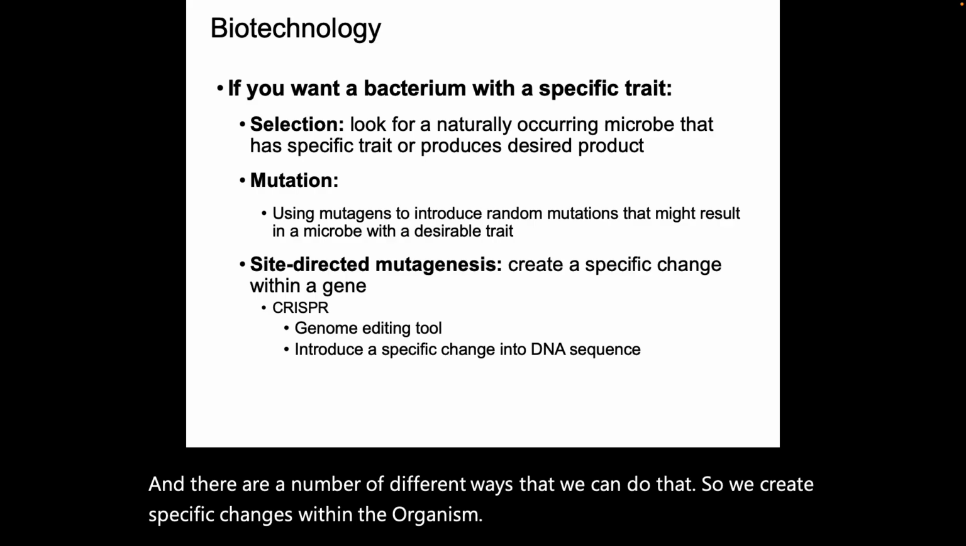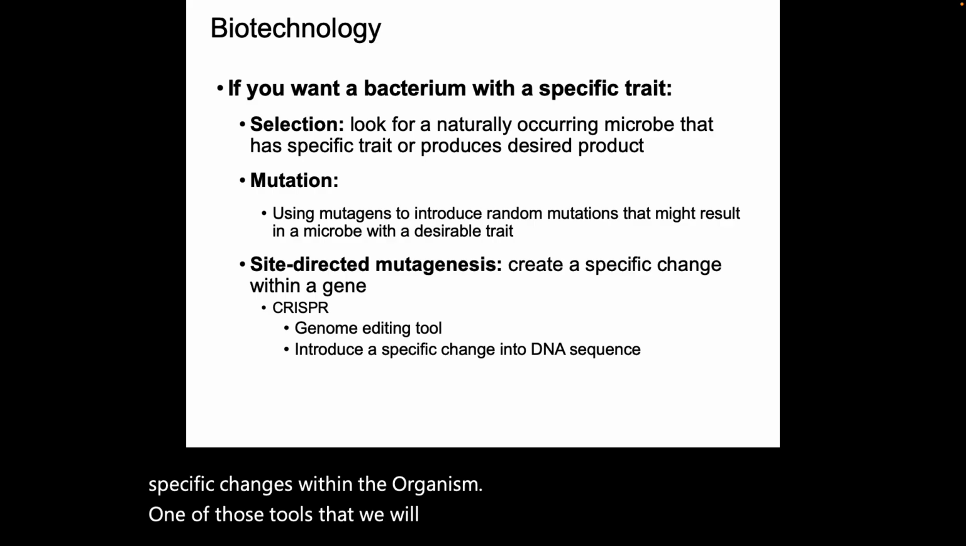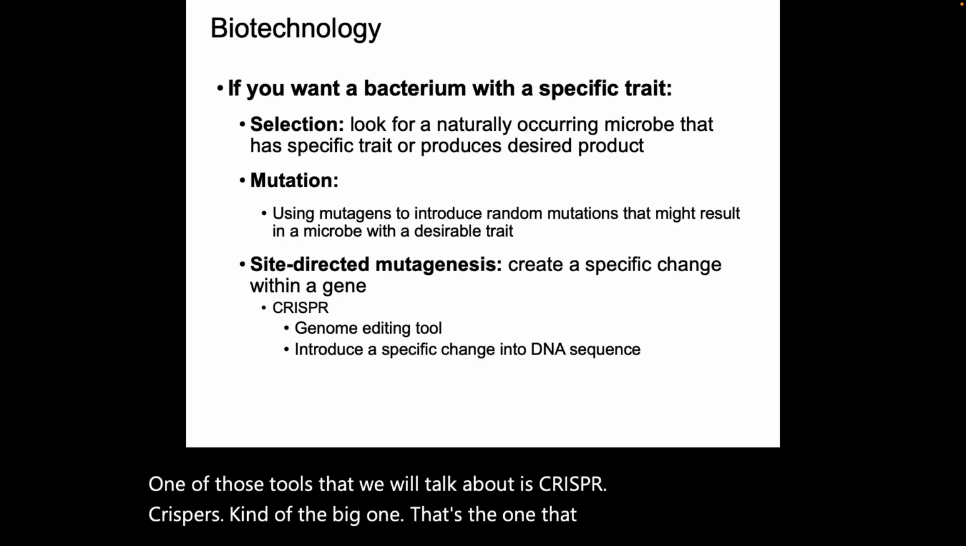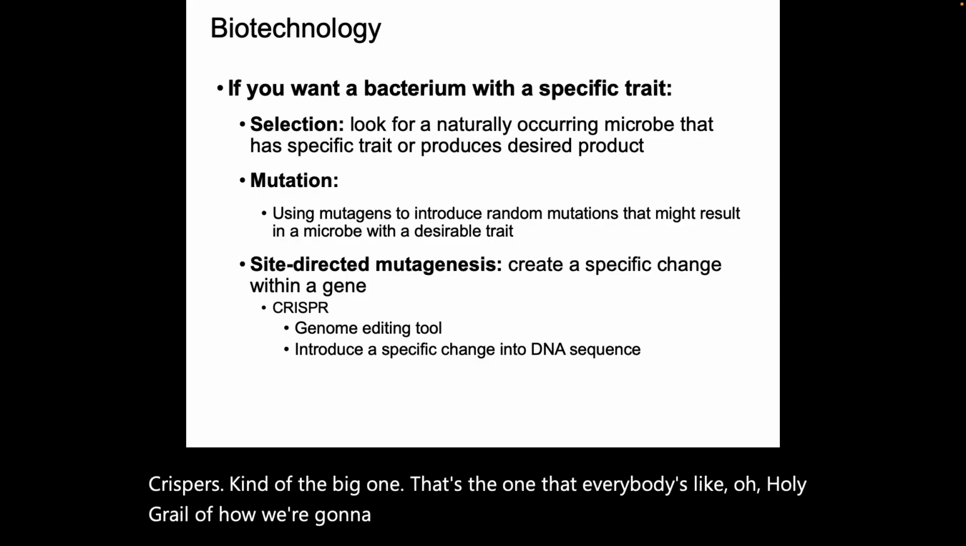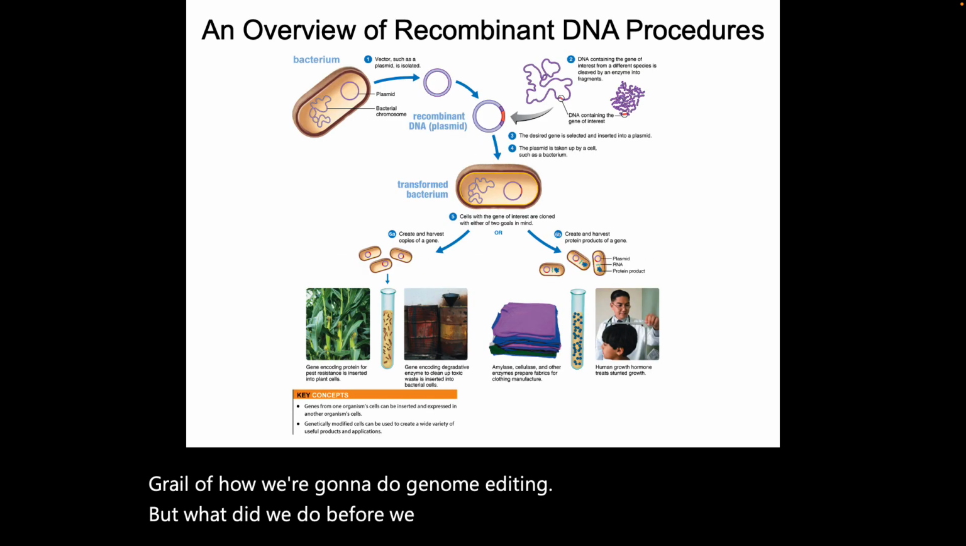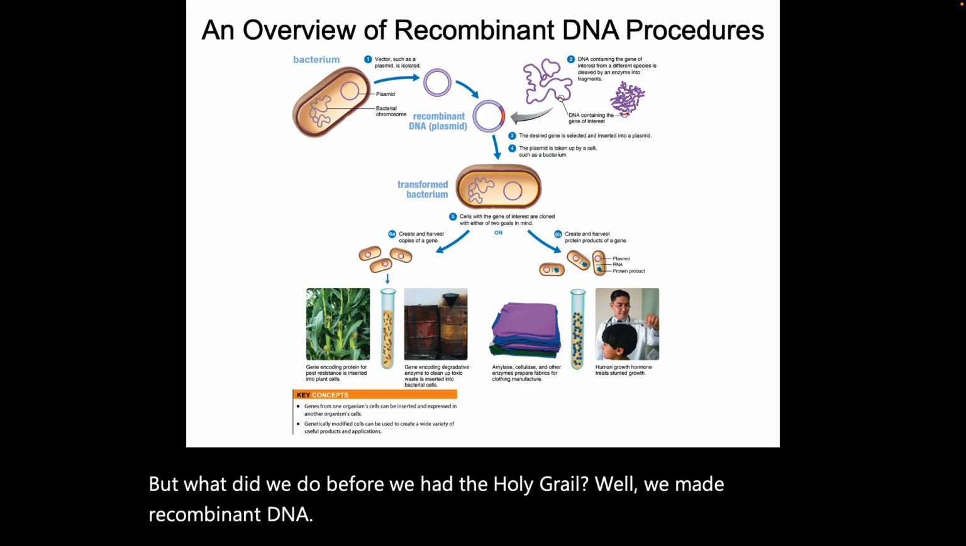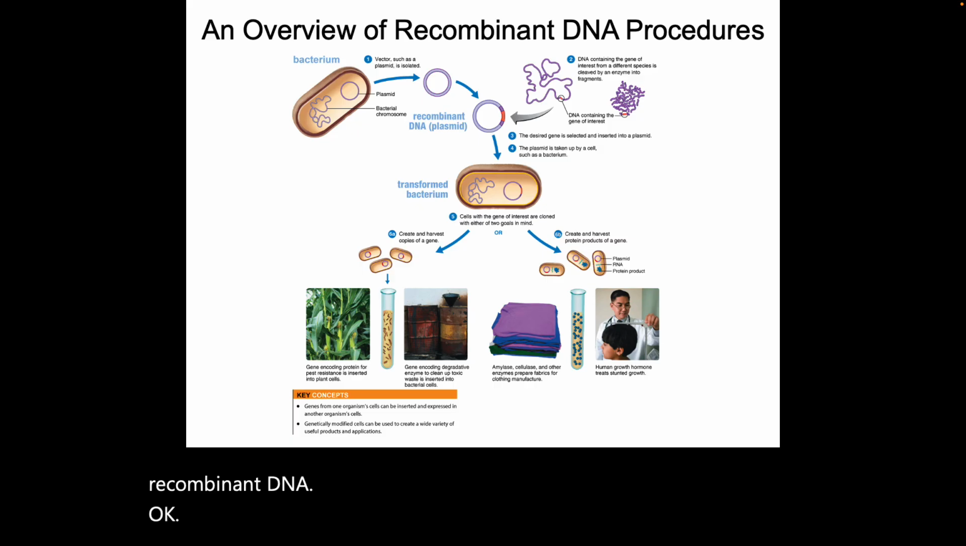One of those tools that we will talk about is CRISPR. CRISPR's kind of the big one. That's the one that everybody's like, ooh, holy grail of how we're going to do genome editing. Okay. But what did we do before we had the holy grail? Well, we made recombinant DNA. Okay, and we're going to go through this figure panel by panel.